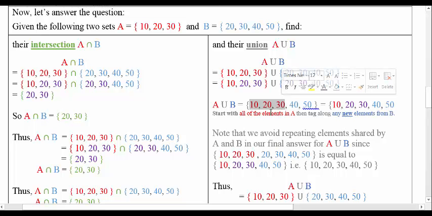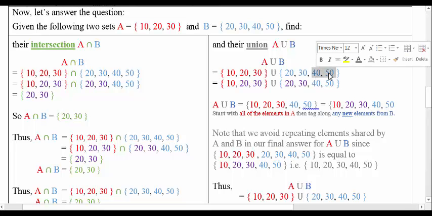10, 20, and 30. And then you take a look at the other set, set B, and you look for any new elements. In this case, only 40 and 50 are new to that list that we started with set A. So you tag those new elements along, and that will give you the answer to the union of the two sets.